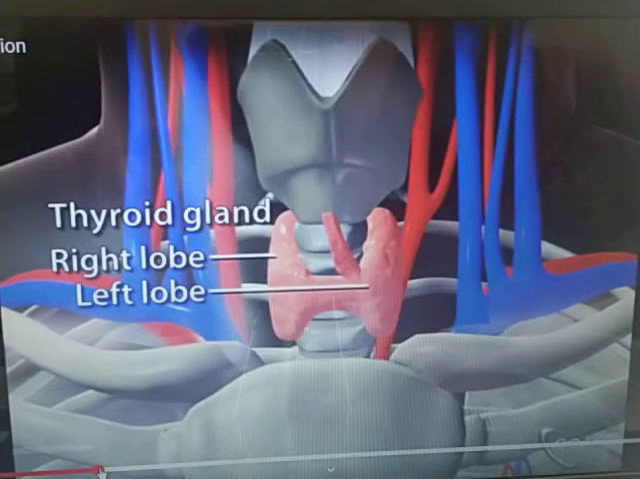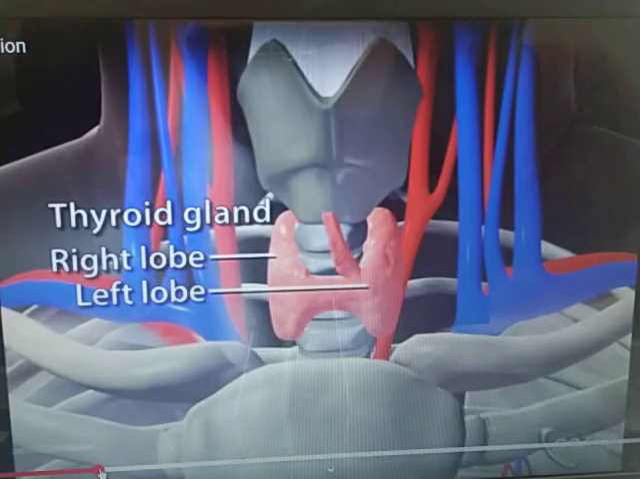The thyroid gland is the only gland that stores its hormone in large quantity. T4 and T3 are synthesized by attaching iodine to tyrosine. Tyrosine is an amino acid. When the iodine atoms get attached to the tyrosine, there is formation of the thyroid hormone.